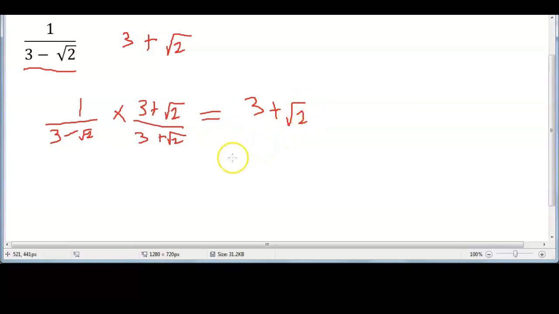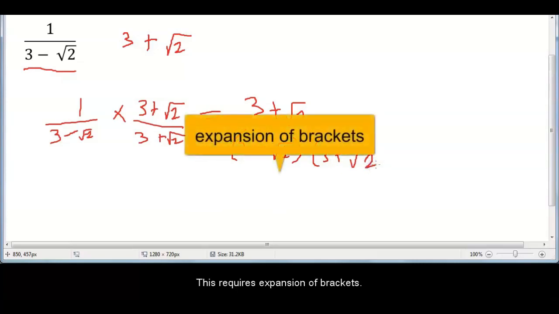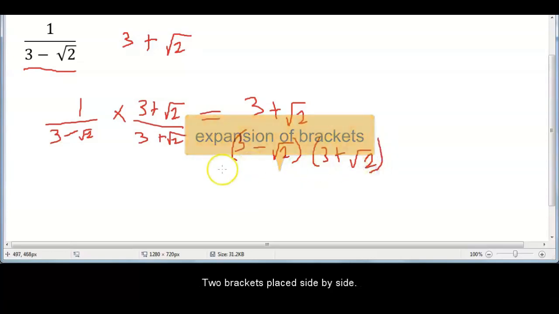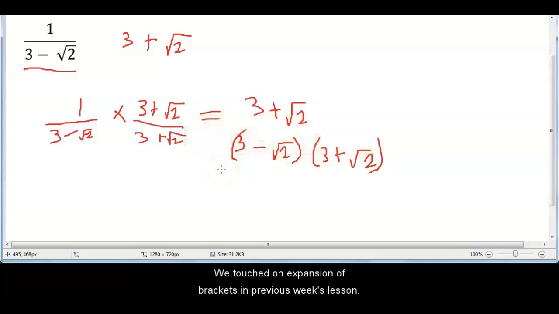For the denominator, we're going to have 3 minus root 2 and 3 plus root 2. This requires expansion of brackets, 2 brackets placed side by side. We touched on expansion of brackets in previous week's lesson. If you are still not familiar with it, you have to go back and take another look at it.